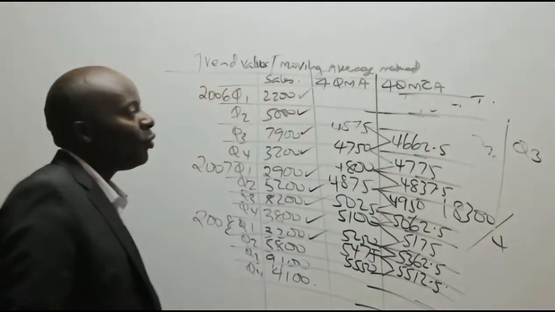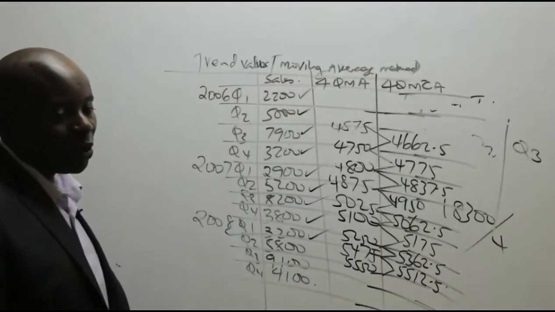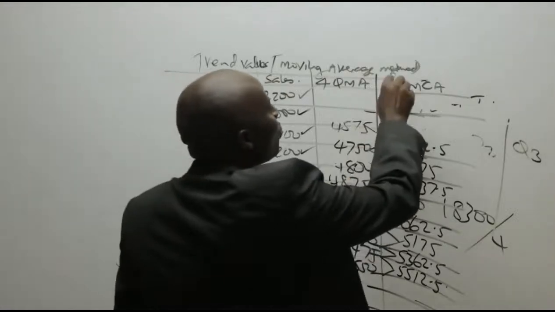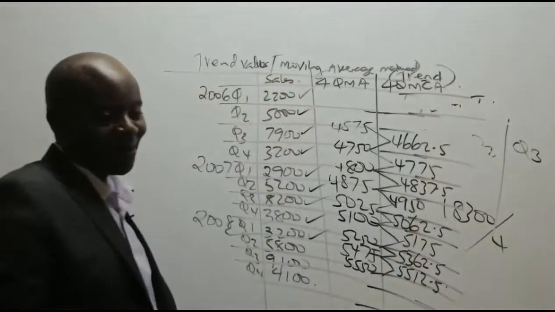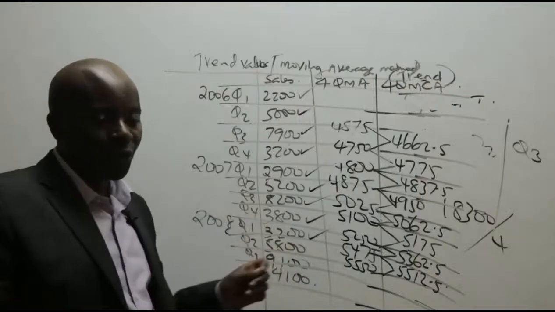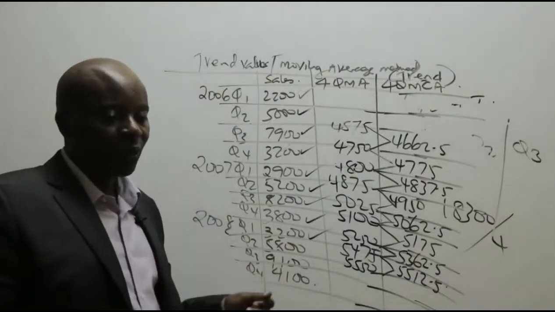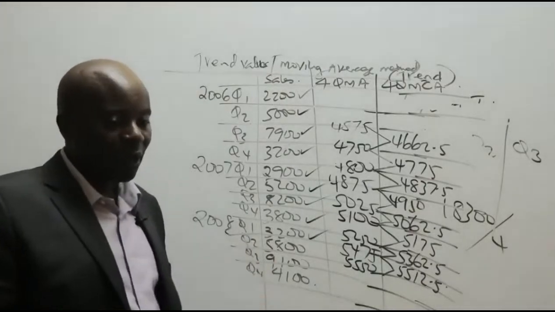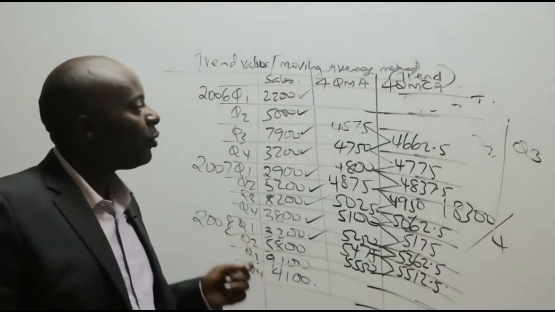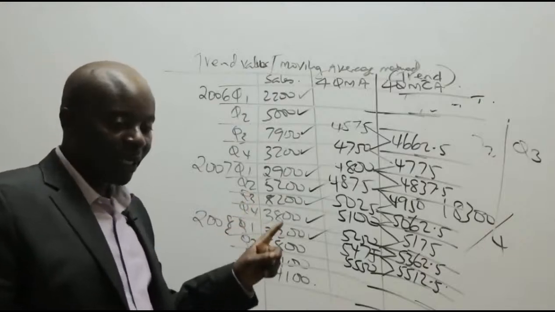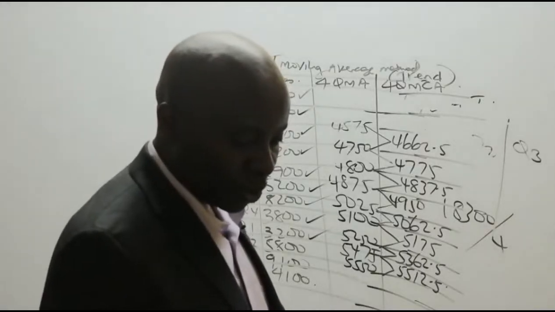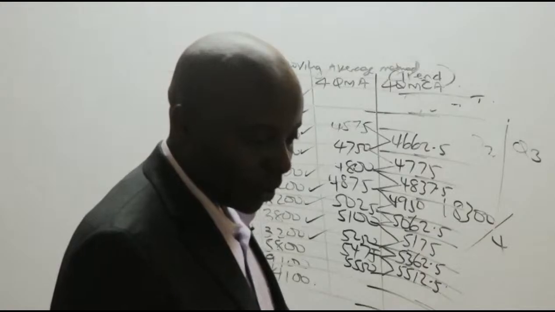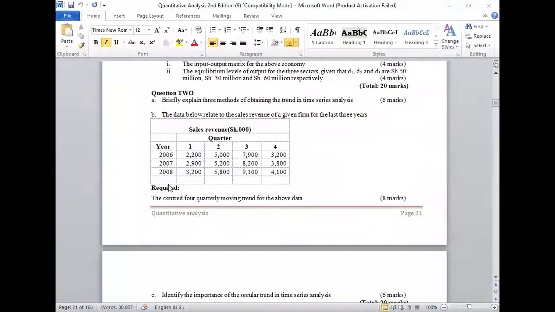So these 4 quarter moving but centered averages is what we call the trend. We've been able to get the trend values using moving averages. And after I get the trend values using moving averages, ladies and gentlemen, although the examiner never asked us, our examiner in this question only wanted us to get the centered 4-quarter moving trend for the above data.